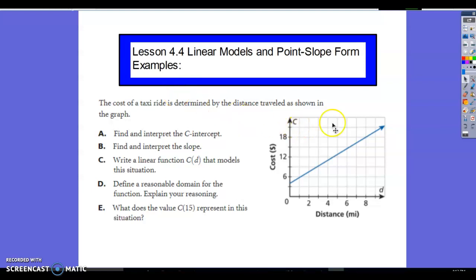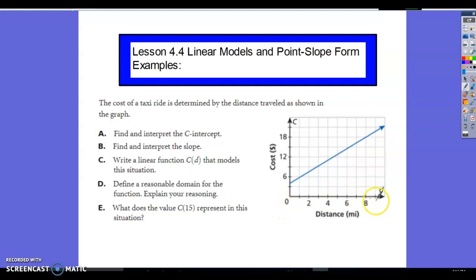All right, we're going to look at a couple extra examples for section 4.4, linear models and point slope form. This question says, the cost of a taxi ride is determined by the distance traveled as shown in the graph. Find and interpret the C-intercept.